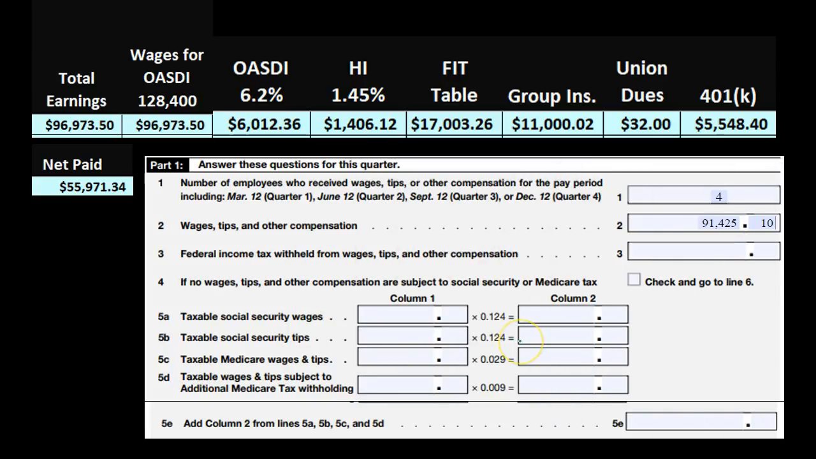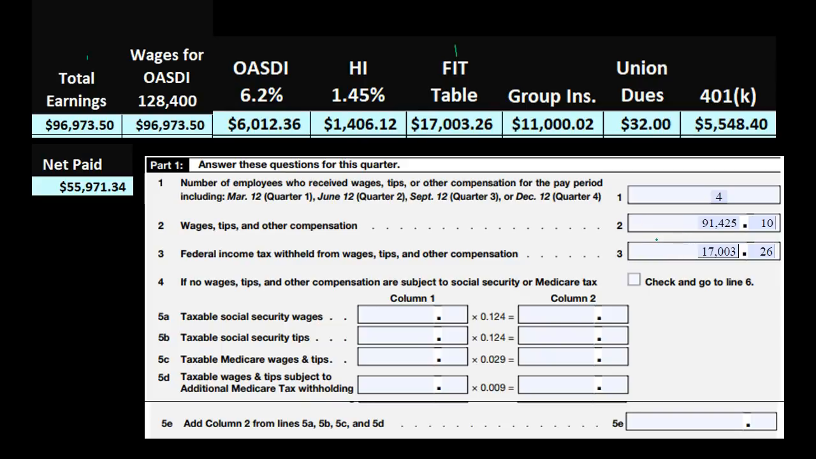91,425. So we just want to be careful and keep in mind that the FIT wages could differ from the wages for the total wages. So here's total wages, FIT wages are going to differ. Then we're going to calculate the federal income tax withheld. And here we have to just pull this basically from our table, what we withheld from. So this is what we withheld in accordance with our register. That's the number we're going to use.